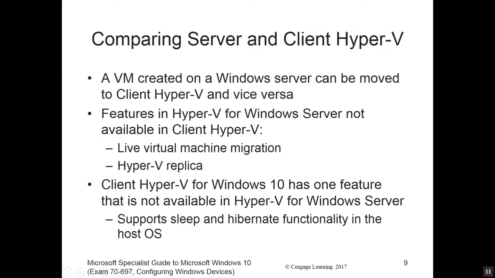Now, that's the difference between client and server Hyper-V. A VM created on a Windows server can be moved to a client Hyper-V and vice versa. Features in Hyper-V for Windows Server not available in client Hyper-V: we've got live virtual machine migration and Hyper-V replica. Client Hyper-V for Windows 10 has one feature that's not available in Hyper-V for Windows Server. It supports sleep and hibernate functionality in the host OS.